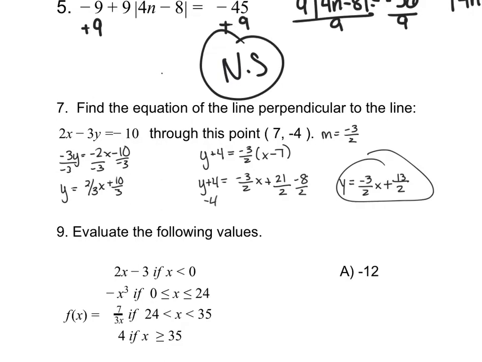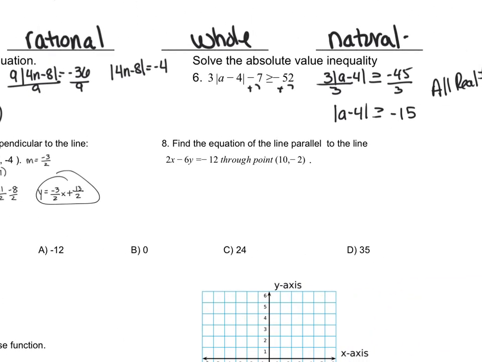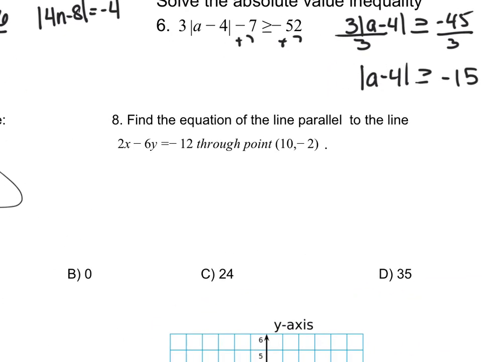All right. Next one, find the equation parallel. Parallel slopes have the same slope. So negative 6y equals negative 2x minus 12. Y equals 1 over 3x plus 2. So my slope is 1/3.